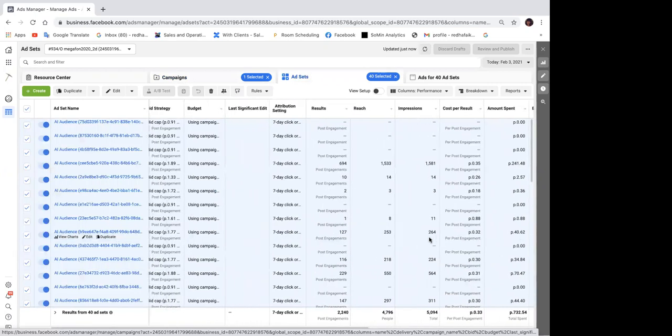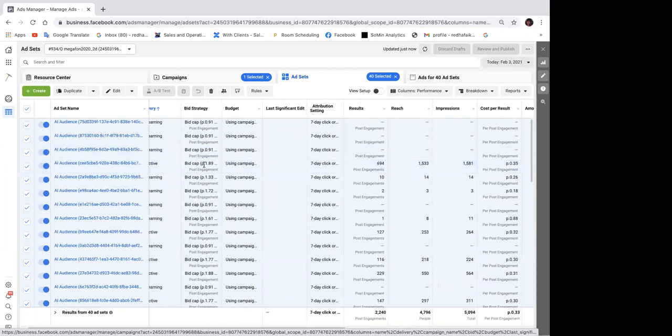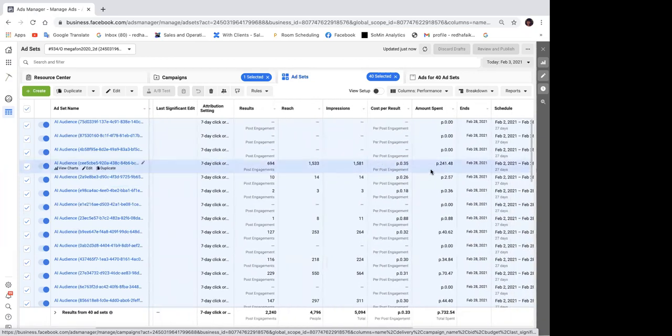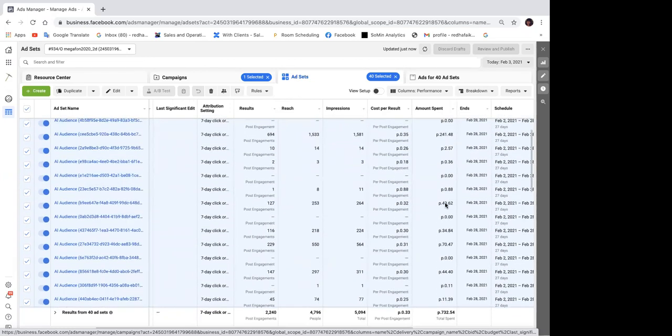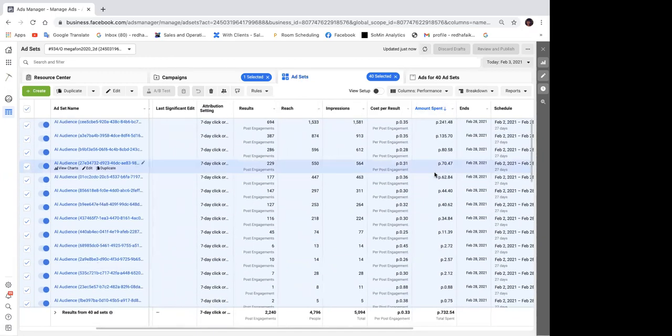Why has it spent so much? Let me just check. This one was really high. 189. Oh, we have an expensive ad set here. I see. Really, the answer is because bids are high. It spends so much because bids are higher than what is necessary for our optimal spending.